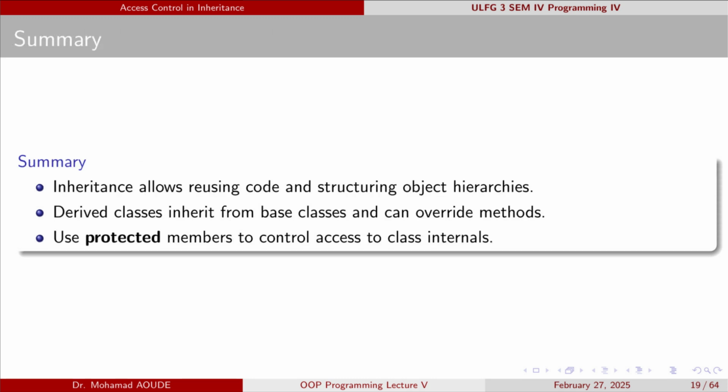Here's what we've covered so far in this section. Inheritance allows class reuse and hierarchy creation. Derived classes inherit methods and data, but access depends on modifiers. Use protected to let children access necessary internals. Overriding allows a derived class to redefine behavior cleanly. These concepts come together to support clean architecture and predictable class behavior.